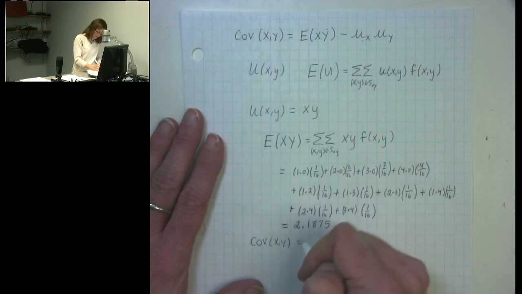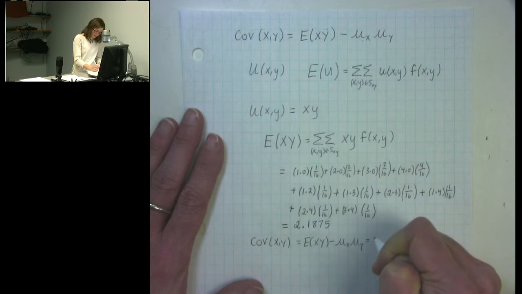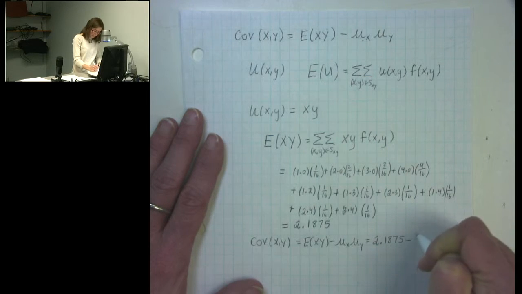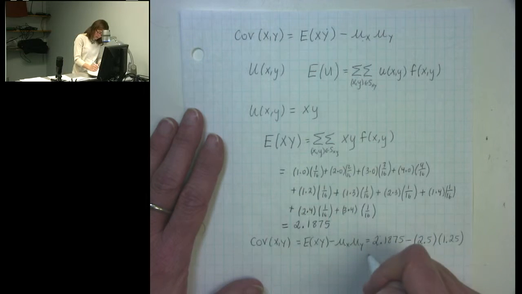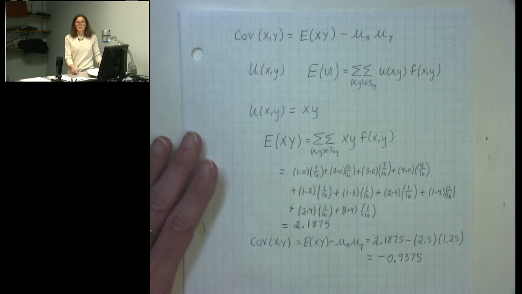I'm going to take my expected value of x times y minus the mean of x times the mean of y. This gives me 2.1875 minus, mean of x was 2.5, mean of y was 1.25, and it gives me a covariance equal to negative 0.9375. So that would be my covariance.